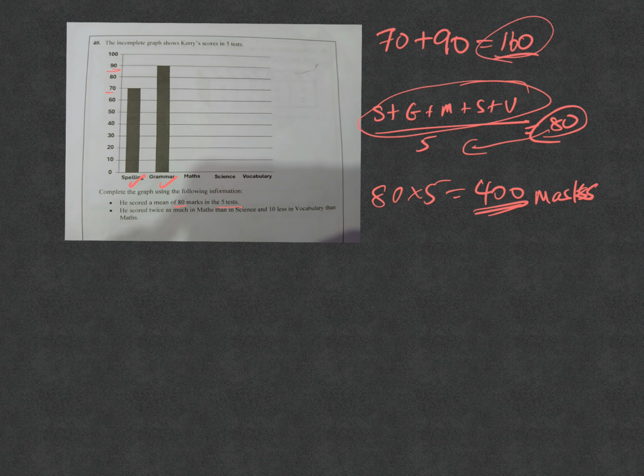But check this, we know 2 of them total 160. So we just put 400 minus 160 and we get a total of 240 marks left, right? So 240 is equal to maths plus science plus vocabulary.